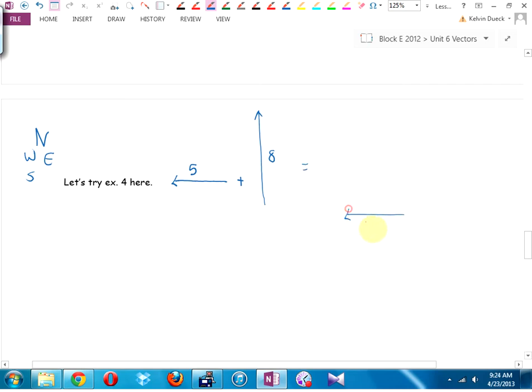There's 5. There's the tip. The tail of my second one starts on the tip. There's 8. That's how you add vectors together. You have to draw a picture. It's kind of fun.